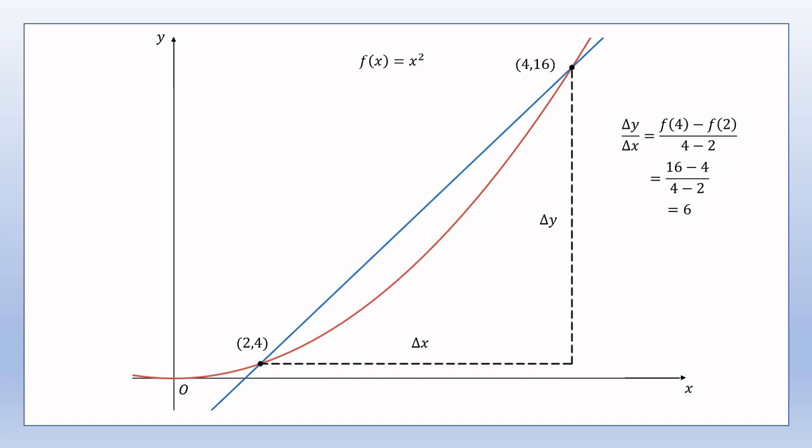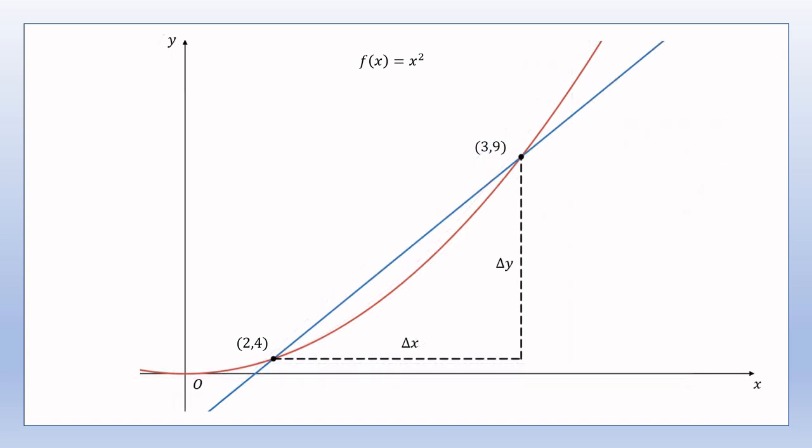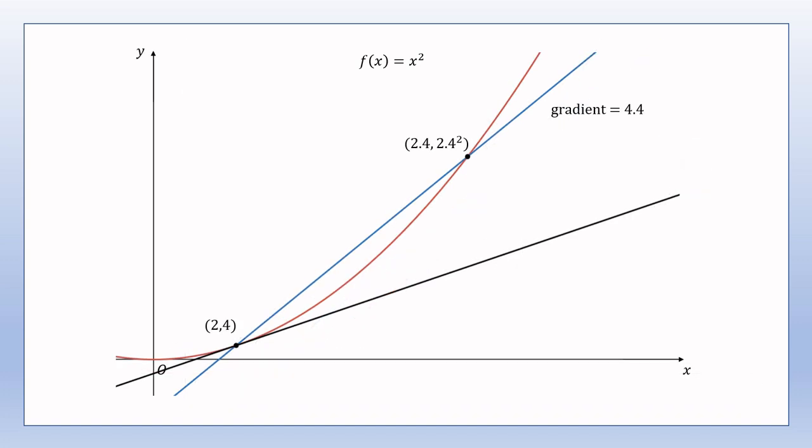Now I'm going to keep the point corresponding to x equals 2 fixed, but now choose my second point to be the point on the curve which corresponds to x equals 3. Again, draw the line, find the gradient, and it turns out to be equal to 5. Still keeping the point at x equals 2 fixed, I choose the second point to be a point a bit closer than previously, draw a line, find the gradient, and keep repeating this process.